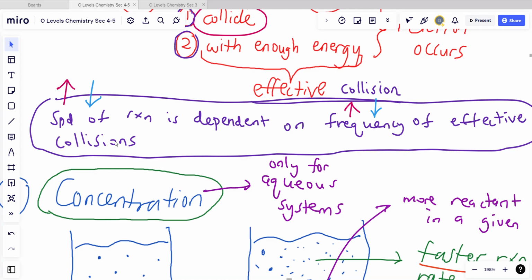Last thing. This is likely to come out also. They'll give you a graph. X-axis is always time. Y-axis could be volume of gas product. So, how's the curve going to look like? Increasing or decreasing? Why? Yes, it's a product.